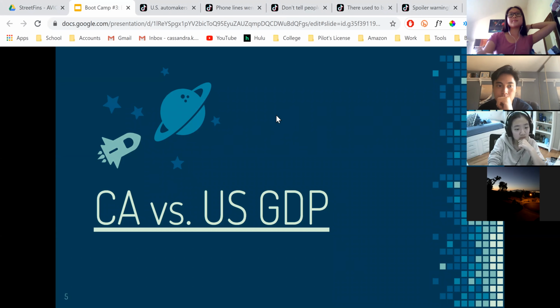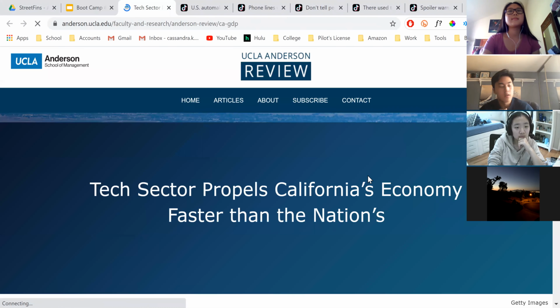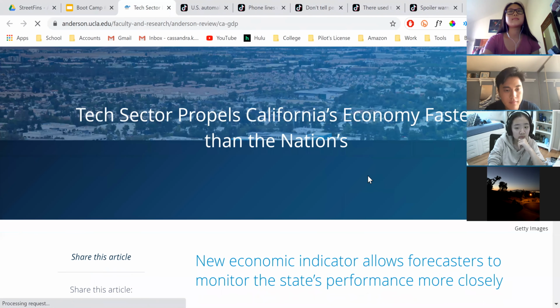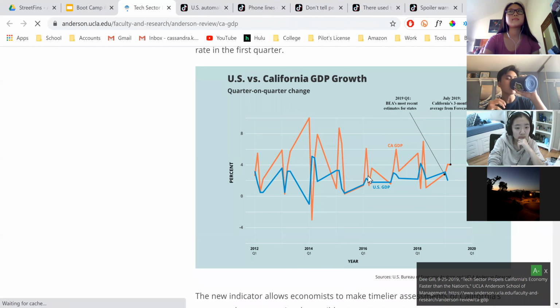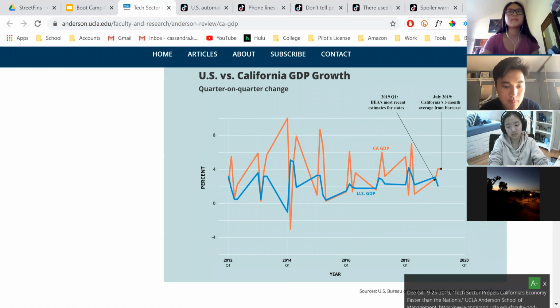So we're just going to go through the comparison of the GDP of the United States and California. Comparing California to the United States, historically, California has heavily outperformed the United States in terms of economic growth. And that's because of their reliance on one industry in particular. If anyone can just say what industry really succeeds in California.